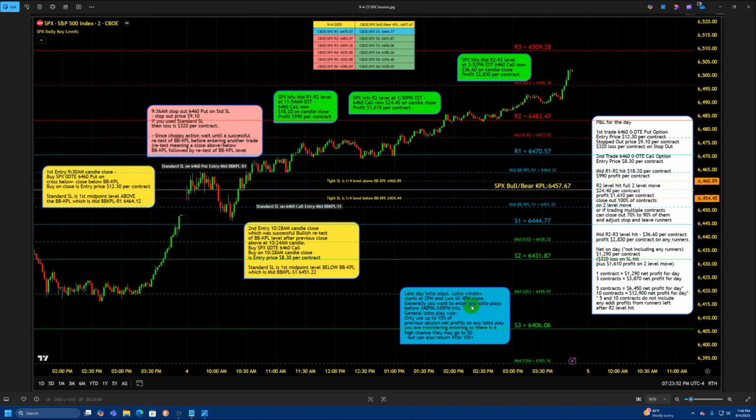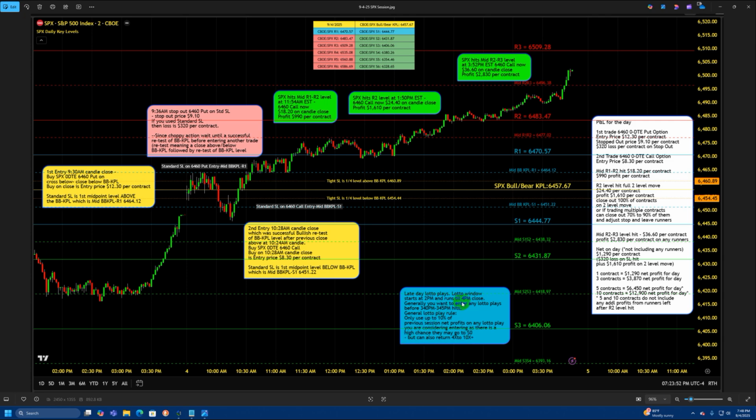So the lotto option strategy on SPX starts at 2 and runs till 4 p.m. But generally you want to enter any lotto plays before 3:40 to 3:45 p.m. hits. So your true window as far as entry is going to be 2 p.m. to 3:45. The lotto play rule is basically that you only use up to 10% of your previous session net profits on any lotto play you are considering entering, as there's a high chance they may go to 0 before the end of the session, or at the end of the session if you hold them into the close.